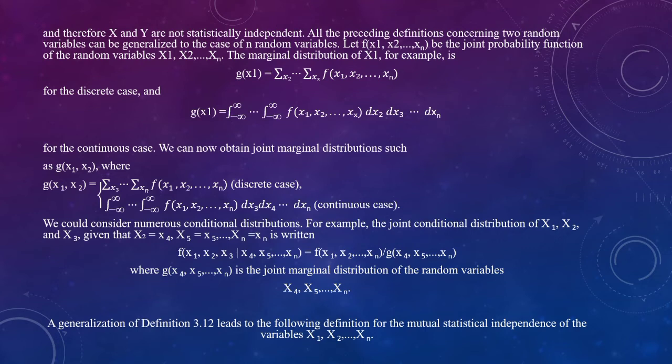F of x sub 1, x sub 2, x sub 3, given x sub 4, x sub 5 up to x sub n is equal to f of x sub 1, x sub 2 up to x sub n over g of x sub 4, x sub 5 up to x sub n, where g of x sub 4, x sub 5 up to x sub n is the joint marginal distribution of the random variables x sub 4, x sub 5 up to x sub n. A generalization of definition 3.12 leads to the following definition for the mutual statistical independence of the variables x sub 1, x sub 2 up to x sub n.